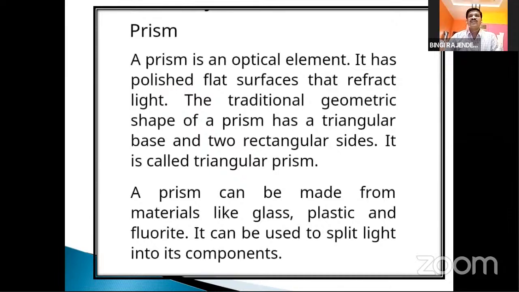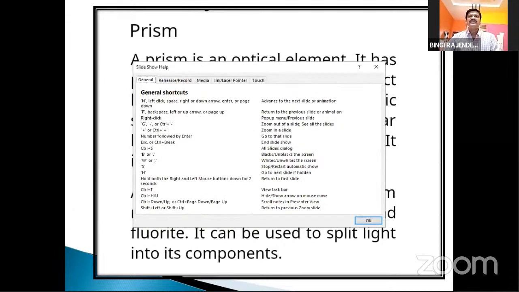It has polished flat surfaces that refract the light. Why? Because before the prism, there is an air medium. The prism is made totally of glass. Then it has the glass medium, and it will refract the light, which emerges into the air once again. If the prism is filled with benzene or water, that substance or medium also refracts the light. So a prism is an optical element. It has polished flat surfaces that refract the light.